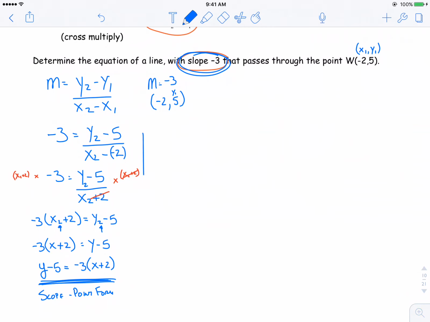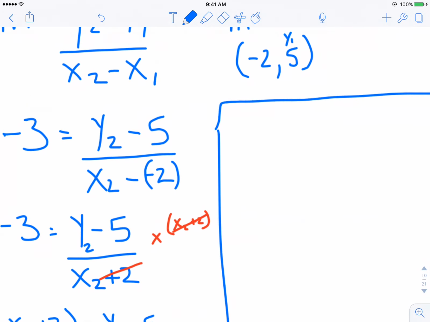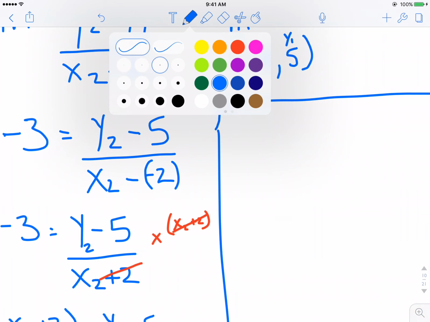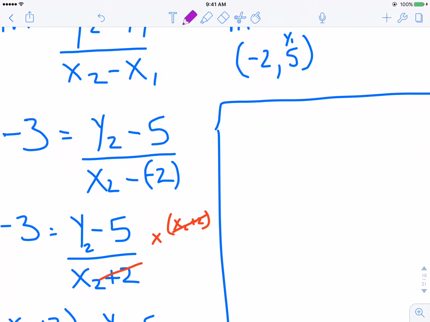I'll quickly show you here, in a different color, the cross multiply method, and then I'll show you how we can rearrange that into slope-y-intercept method as well. So I had negative 3 is equal to y minus 5 over x plus 2. I'm going to create a fraction. I'm going to put this over 1.